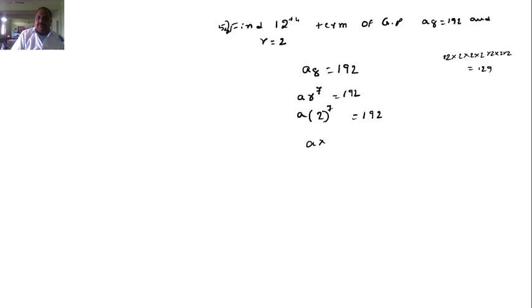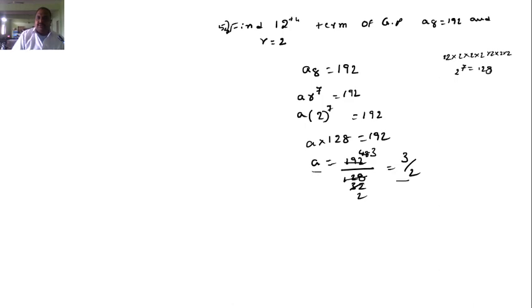So a into 128 is equal to 192. a is equal to 192 by 128. 4 threes are 12, 4 twos are 8, and dividing by 4 again, 16 twos are 32, 16 threes are 48, so we get 3 by 2. So we got a is equal to 3 by 2.